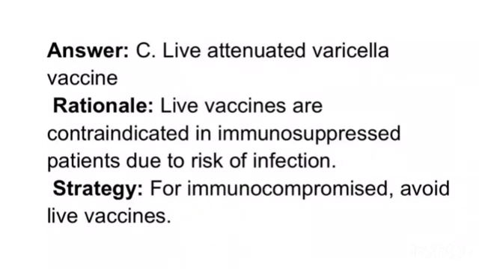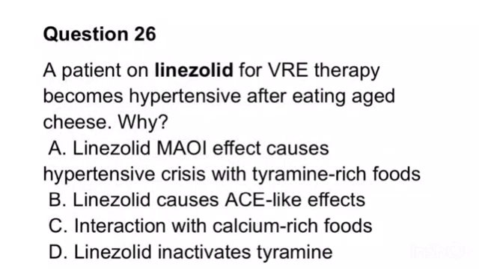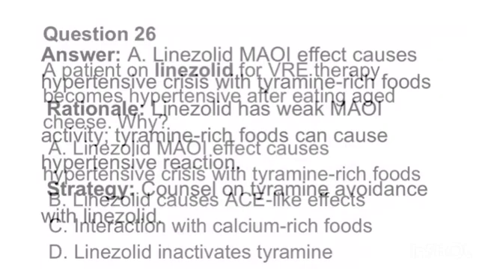Strategy, for immunocompromised, avoid live vaccines. Question 26. A patient on linezolid for VRE therapy becomes hypertensive after eating aged cheese. Why? A. Linezolid MAOI effect causes hypertensive crisis with tyramine-rich foods. B. Linezolid causes ACE-like effects. C. Interaction with calcium-rich foods. D. Linezolid inactivates tyramine. Answer, A.